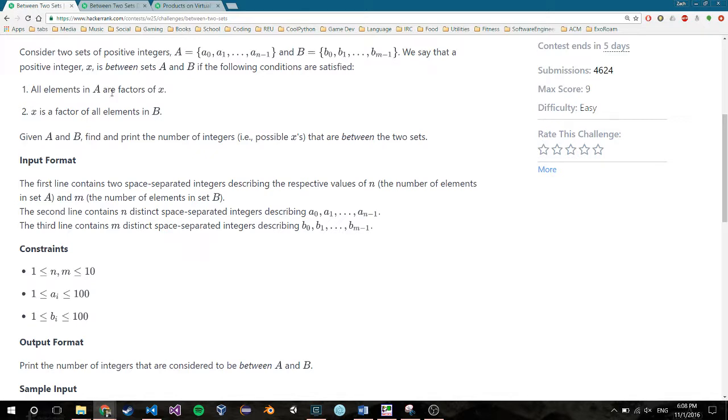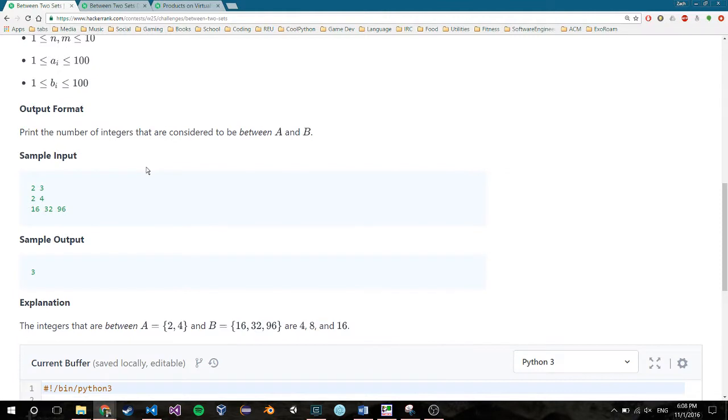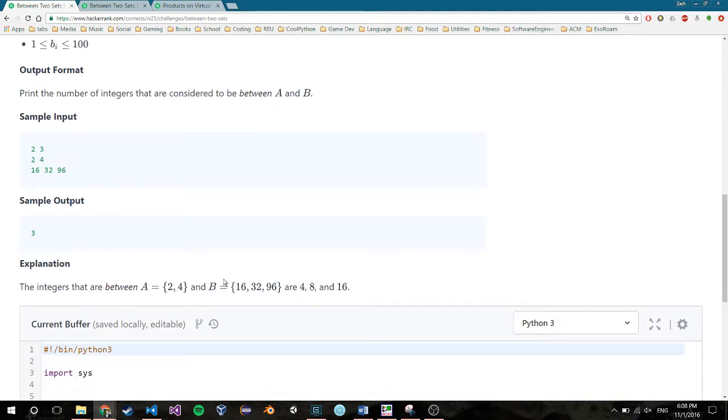So yeah, all the elements in A are factors of x, and then x is a factor of all the elements in B. So 2 and 4 are factors of 4. They're also factors of 8. They're also factors of 16. Not necessarily, because you don't know it. All of them are going to be.